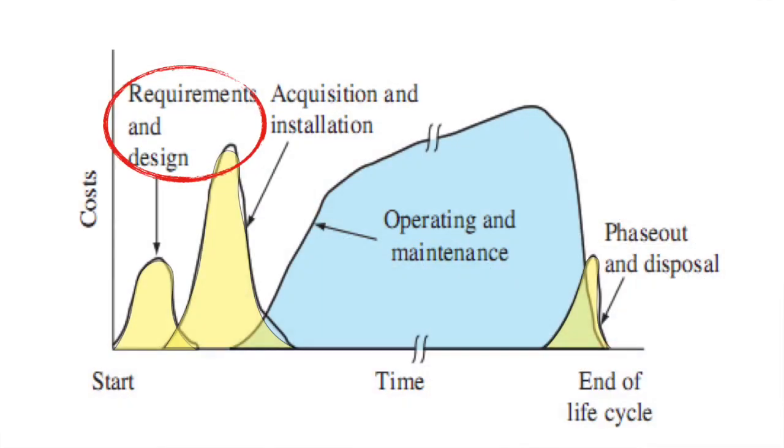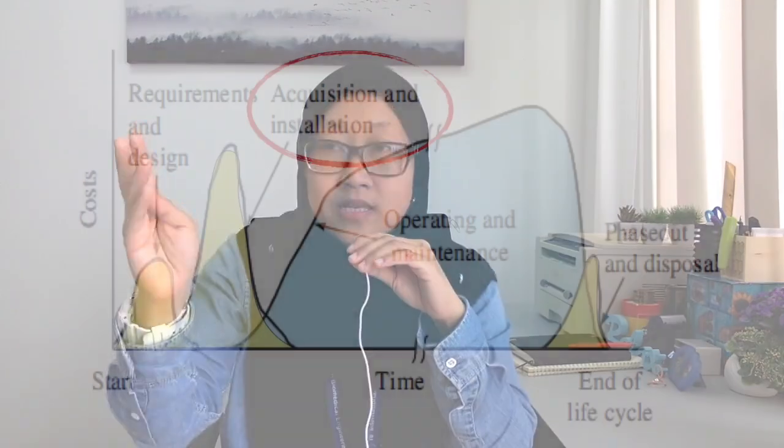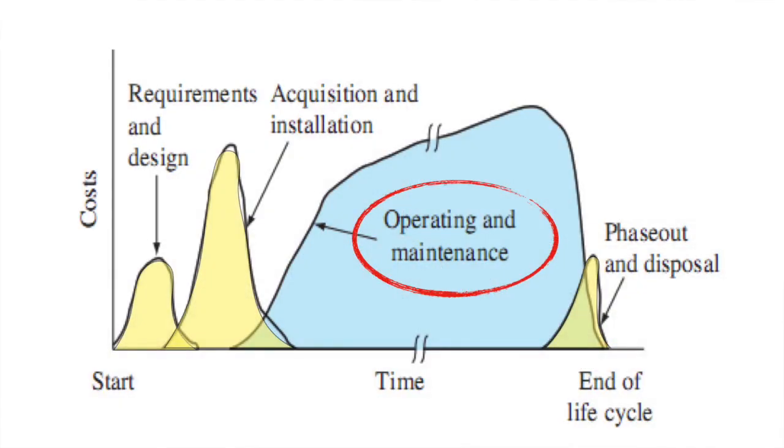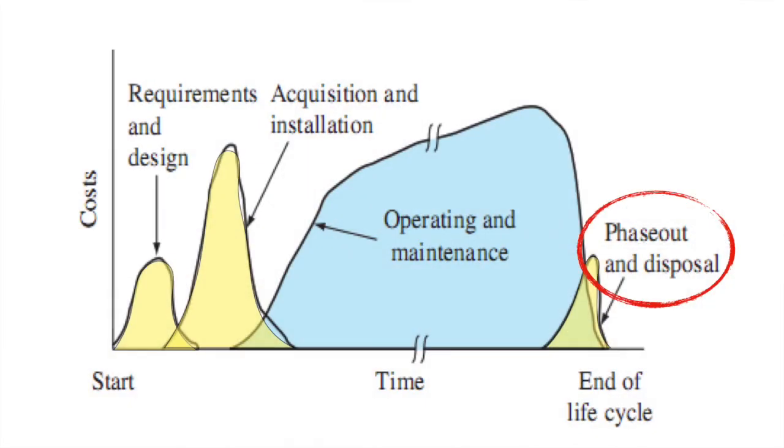So the cost distribution differs by phase. The cost during the early stage of the life cycle, during identifying the technical requirements and coming up with the design, is relatively low, and then the cost keeps on increasing during the acquisition of the raw material and installation of the facilities, and then the biggest chunk of the cost would usually fall under operating and maintenance, because it's a long process. And finally, even during phase out and disposal, there may be some minimal cost incurred.